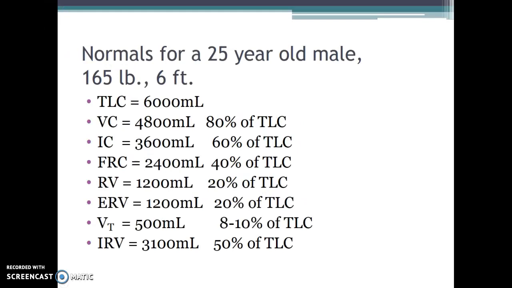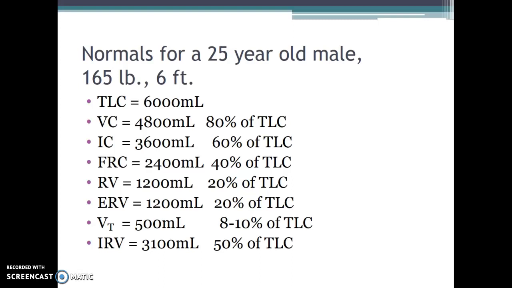Again, these are all normals for a 25-year-old male patient who is approximately 165 pounds and 6 feet tall. Total lung capacity normal, again, is 6,000 milliliters. Vital capacity is 4,800 milliliters, and that takes up about 80% of our total lung capacity. Inspiratory capacity is 3,600 milliliters, which comprises about 60% of our total lung capacity. FRC is 2,400 milliliters, and that comprises about 40% of our total lung capacity.